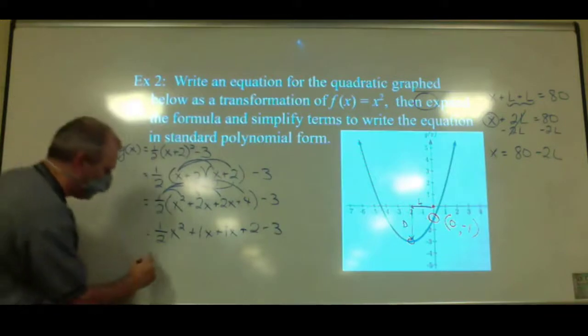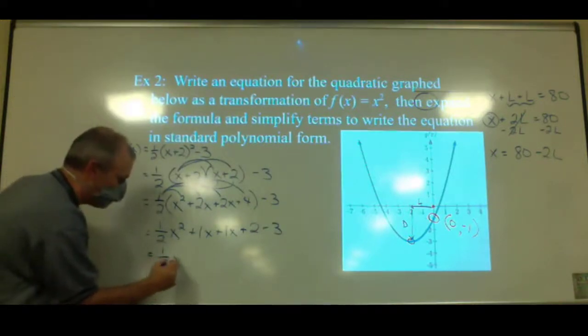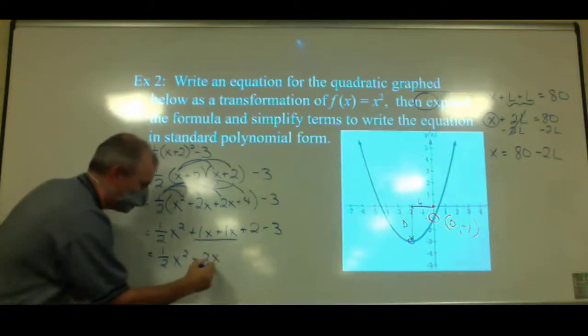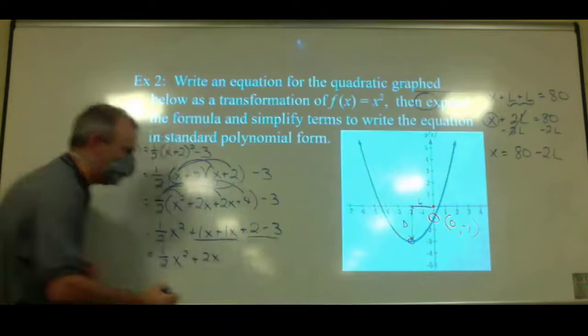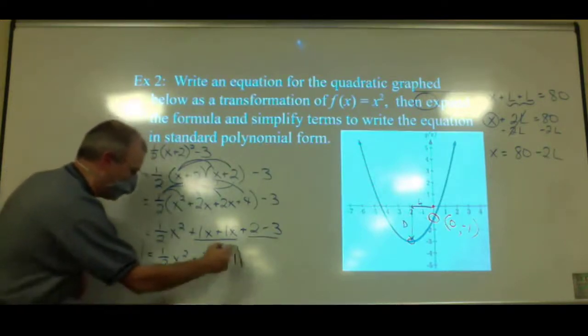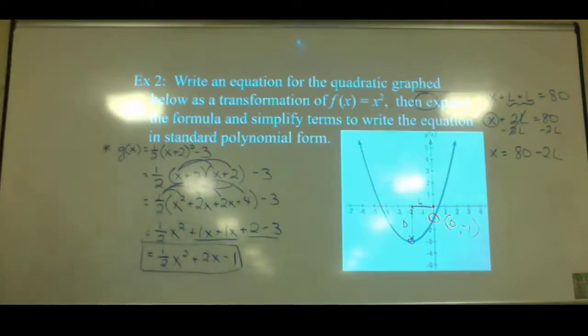Okay, so then our answer is we're just going to combine the like terms, 1/2 x squared. We add these two together, we get 2x. And we add these two together, we get minus 1. So this right here is our answer in standard form. Okay.